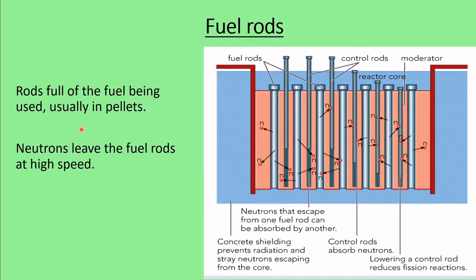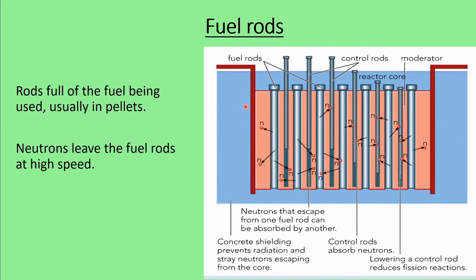So the first part is the fuel rods. This is where the fission is taking place. This is the uranium or other radioactive sources. So the rods are put in. Usually pellets are placed inside, and it's these small pellets that are the radioactive material.